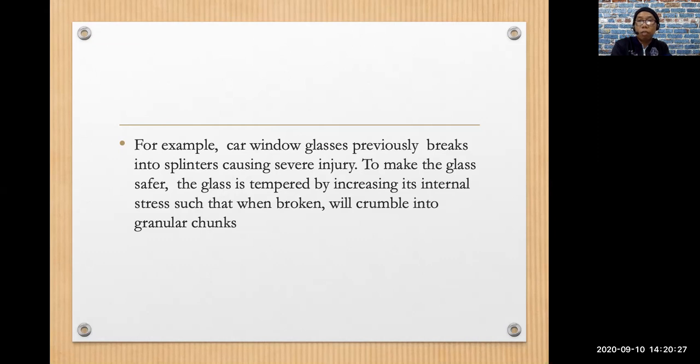So instead, yung improvement na ginawa is that kapag nabasag siya or nag-break, it will turn into what? It will crumble into granular chunks, di ba, parang naging porous siya. Okay? So dahil yun sa mismong dinevelop nila na material, di ba? In-improve nila. So dinesign nila yung material na yun na mag-break siya, ganun yung magiging appearance niya kapag na-break.